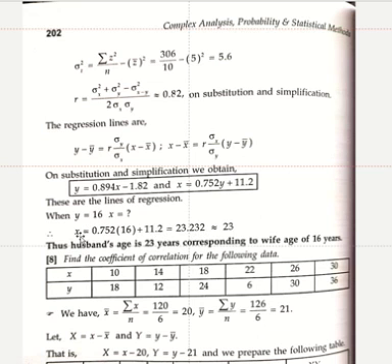What is x? X is the age of the husband at the age of the wife y equal to 16. Therefore the husband's age is 23 years, corresponding to the wife's age of 16 years. Thank you.